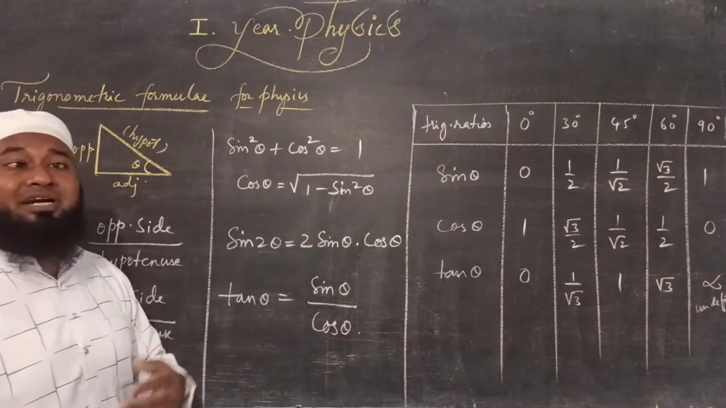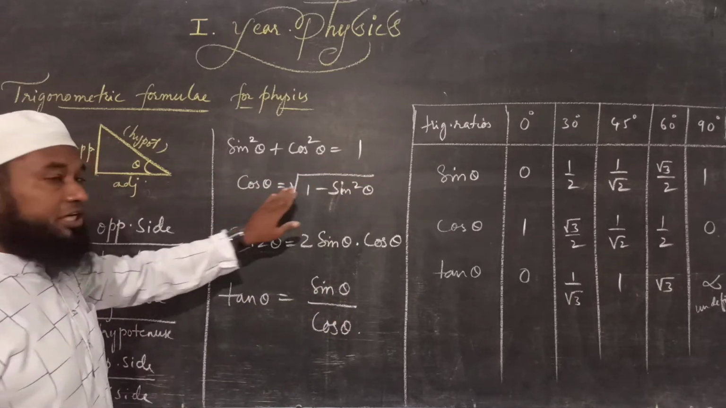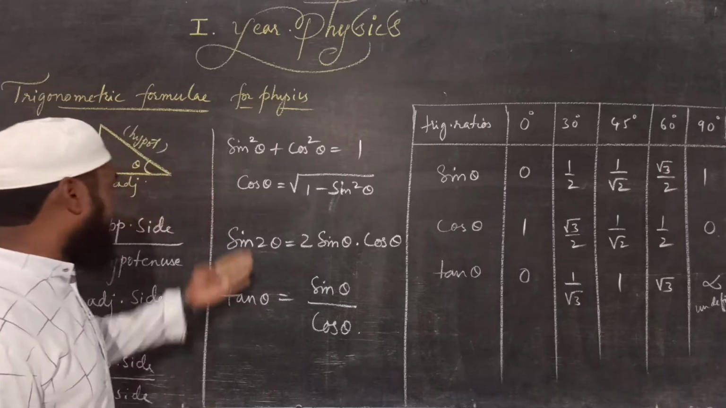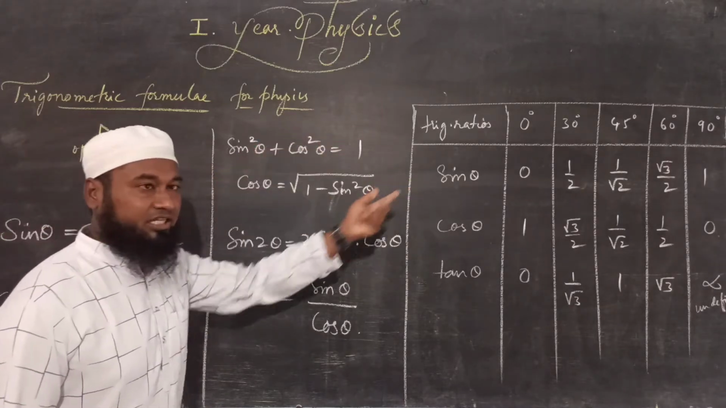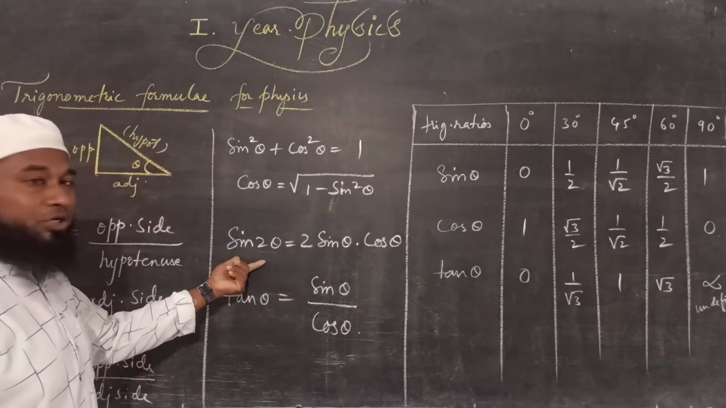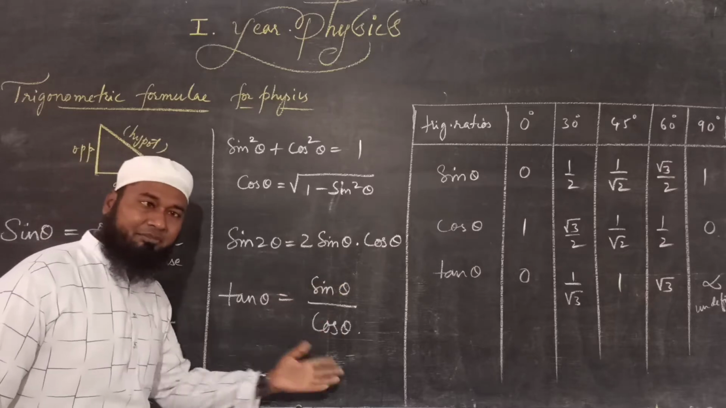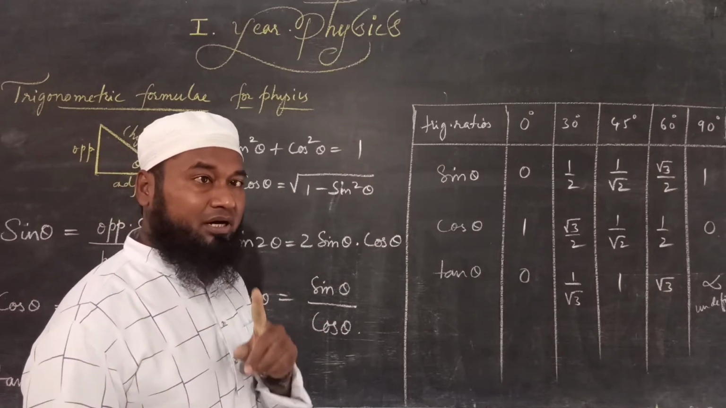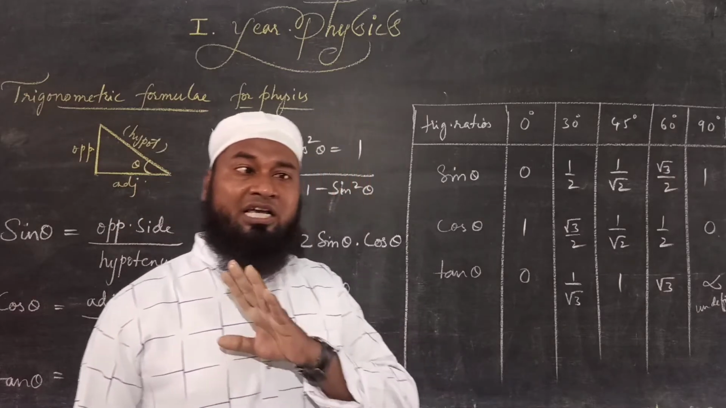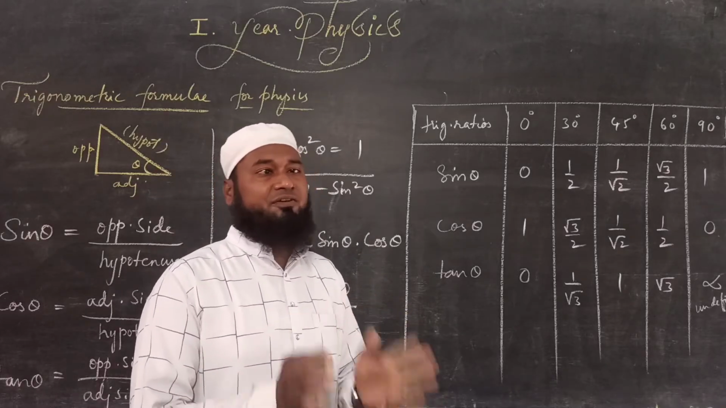You have some trigonometry identities. Sin square theta plus cos square theta is equal to 1. Cos theta is equal to under root 1 minus sin square theta. From this only you will get: take the sin square theta that side, 1 minus sin square theta, take the square that side, it will be root. Sin 2 theta formula is 2 sin theta into cos theta. Similarly, tan theta formula is sin theta by cos theta. Again I am repeating, I am not including all formulas of trigonometry which are used to understand the physics.